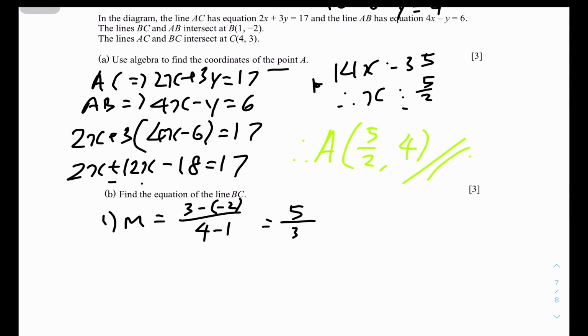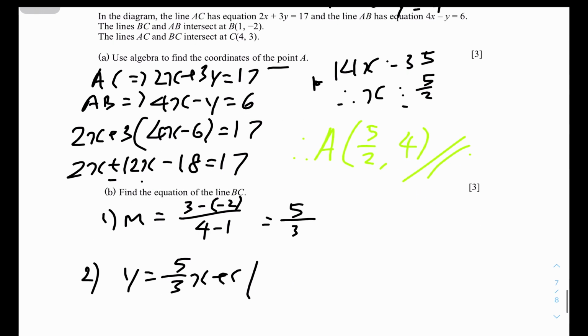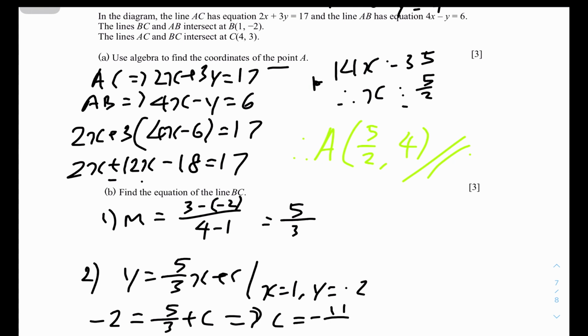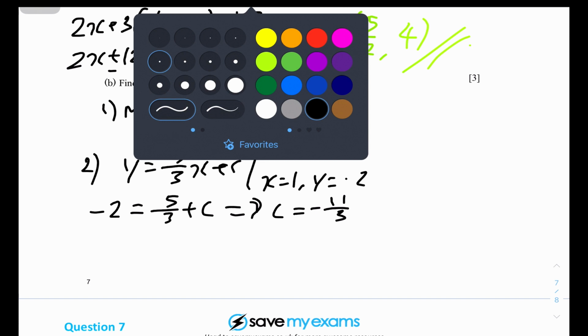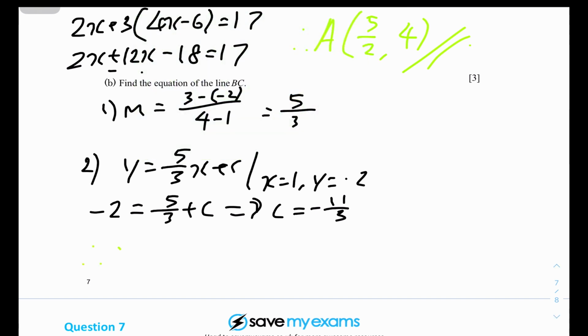So we have an equation right here. So it will be y equals 5 over 3 x plus c, where we're going to choose a point of x equals 1 and y equals minus 2. So it will be minus 2 equals 5 over 3 plus c. And if we minus both sides by 5 over 3, so it will be minus 2 minus 5 over 3, you get c, which is minus 11 over 3. Therefore c is minus 11 over 3. And therefore the final answer for the equation of line BC is y equals 5 over 3 x minus 11 over 3.